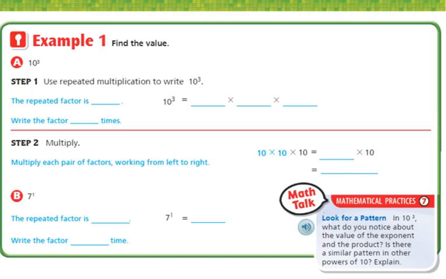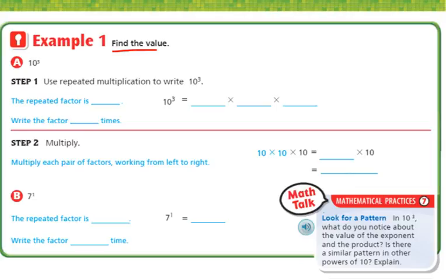And let's take a look at our first example here. Example 1, find the value. This one wants us to find a value, or to evaluate, which means we're going to have to perform some of the multiplication.